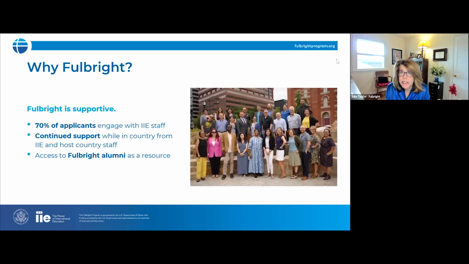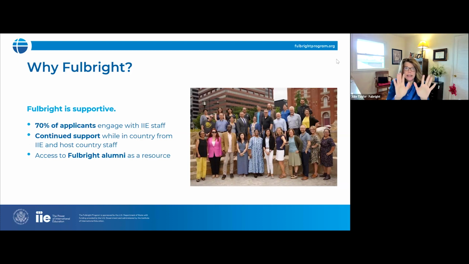Since we're a public diplomacy program, that's one of the reasons why they're so supportive of dependents, because it's not just you who would end up serving as ambassador of the United States, it's also your kids or your partner. Fulbright is supportive. 70% of our applicants engage with IIE staff.